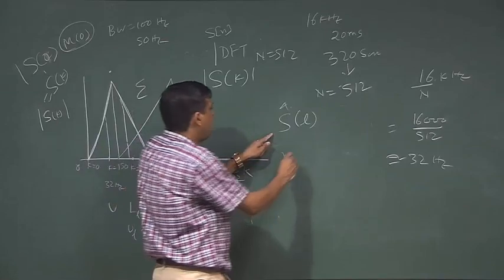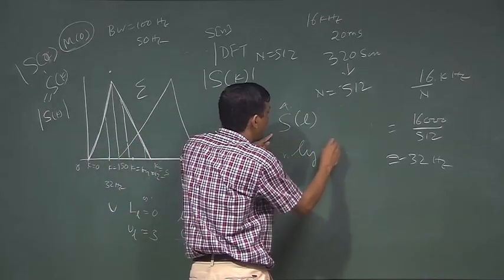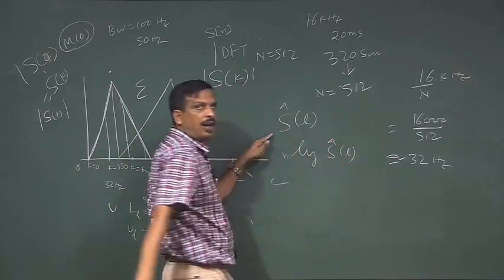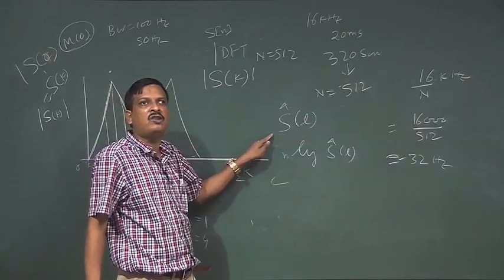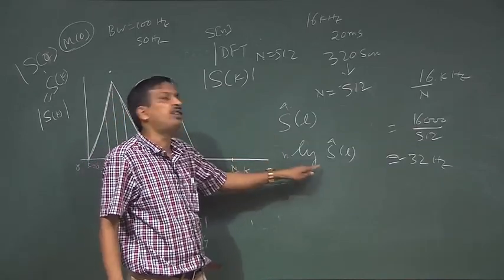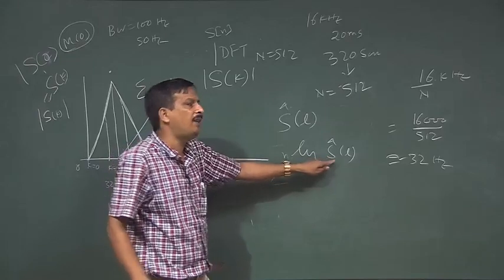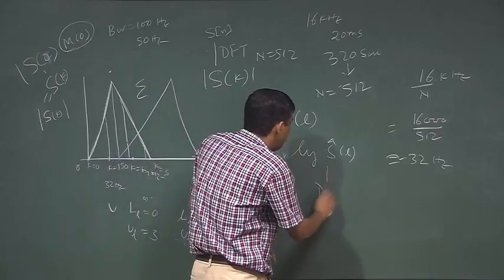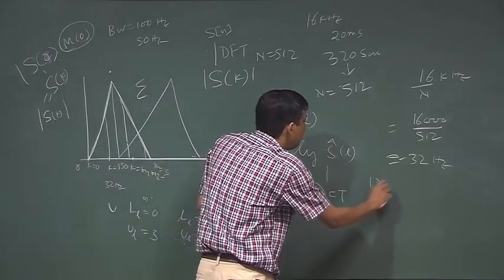Then I can take the log of S cap L, because the cepstral coefficient has to be calculated using homomorphic decomposition, which requires the log. So, log of S cap L, and then I take the DCT instead of the IDFT.